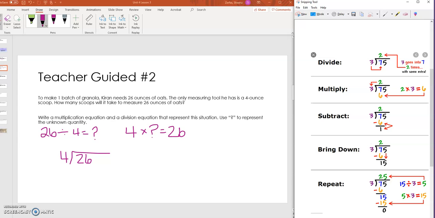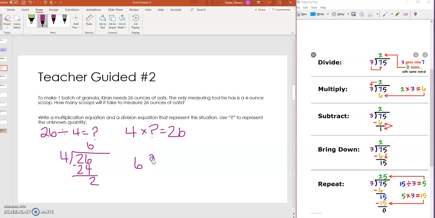I want to think about how many 4s can I put into 26, which means thinking of 4 times something that gets me close to 26. So 4 times 8 would be too many, that would be 32. 4 times 7 would still be too many, that's 28. But 4 times 6 will be 24. So I can make 6 total groups. I'm subtracting the 4 times 6, and I'm left with 2. So I make 6 whole groups and 2 out of, the denominator is 4, coming from what I divided by.